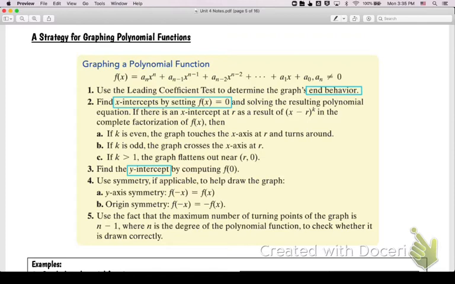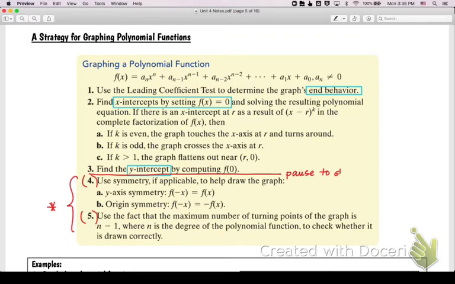Now, I will say steps 4 and 5 are kind of like good bonus information if you can get it, but 1, 2, and 3 are going to be the most important. These are good if you can get them, but if you don't do those steps, it's quite all right. After you do step 3, you're going to pause to sketch.